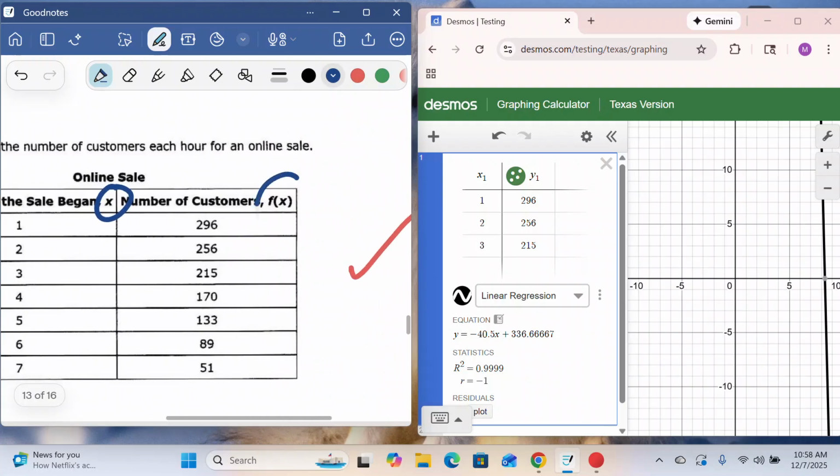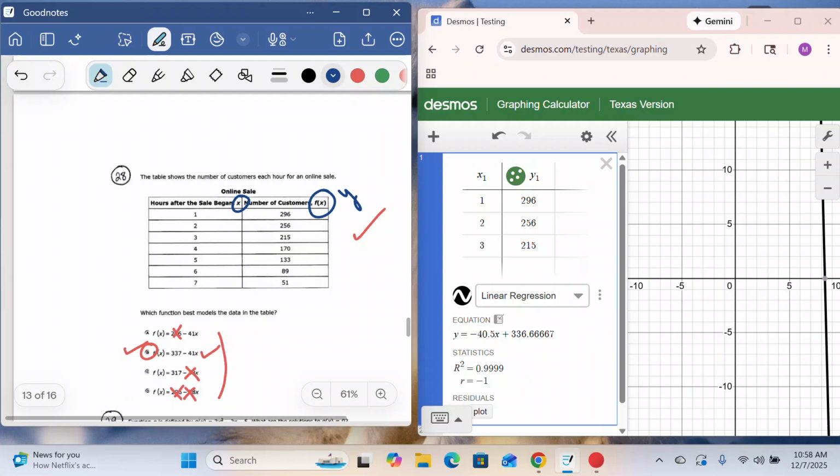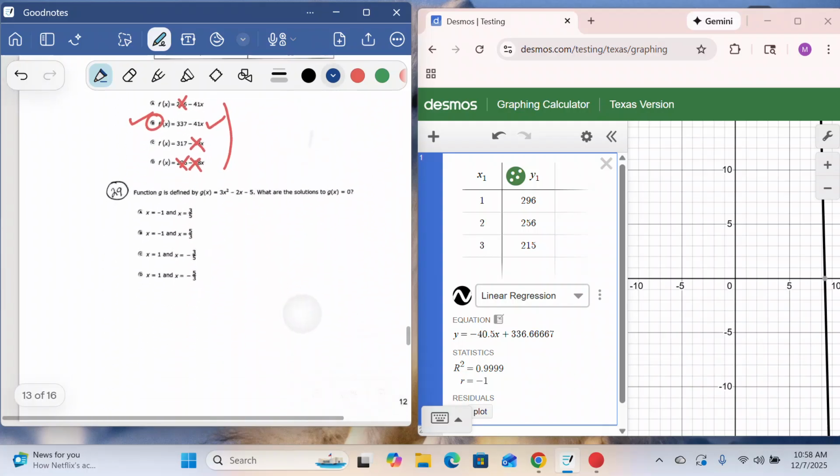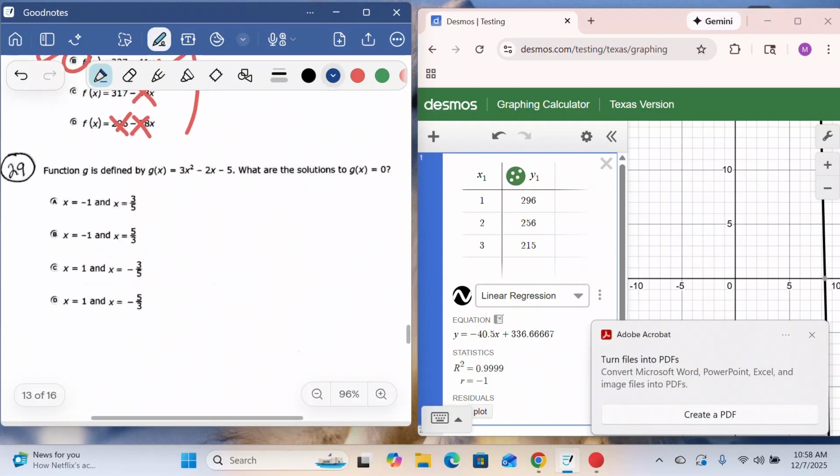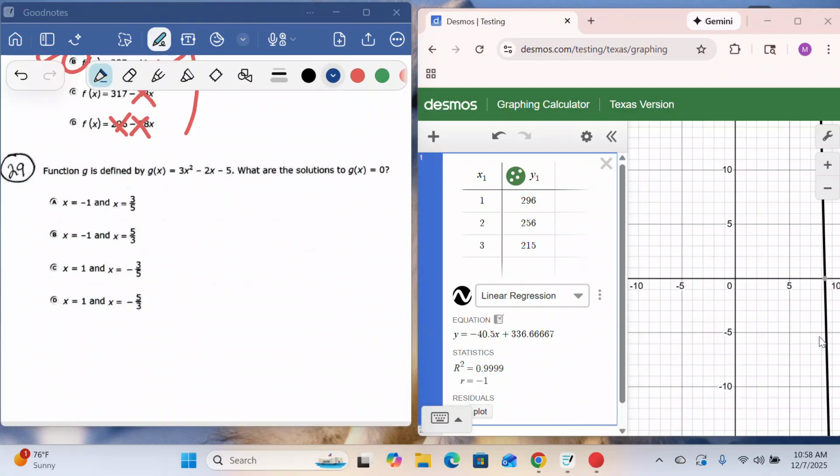And the f of x is a fancy way of saying y. If we look at number 29, you can go ahead and do this one. This one is a little tricky, but not really tricky at all. Just make sure we're recording, and we are.